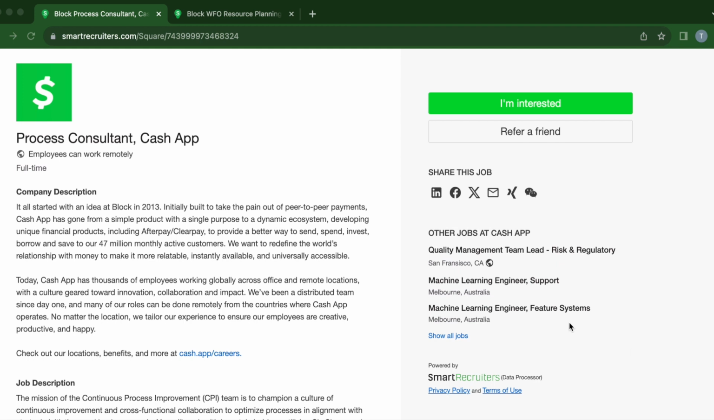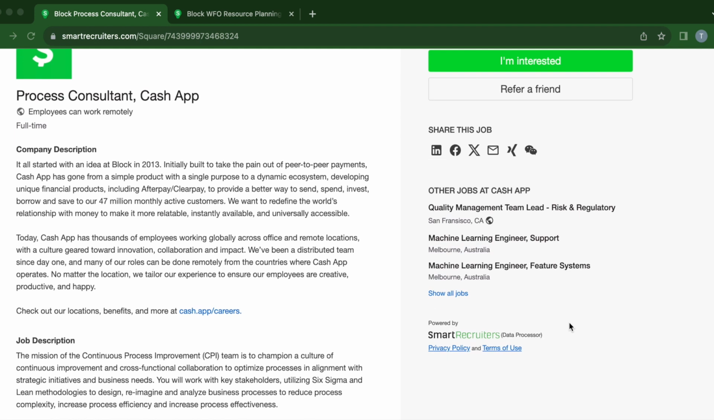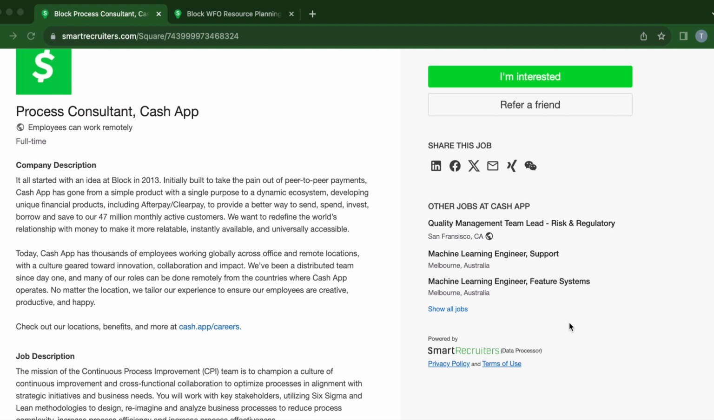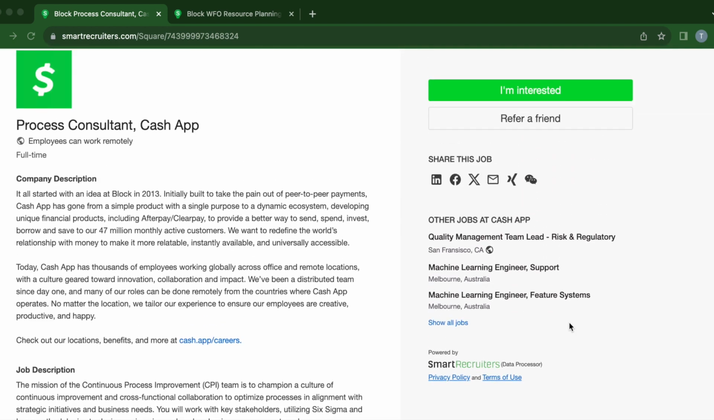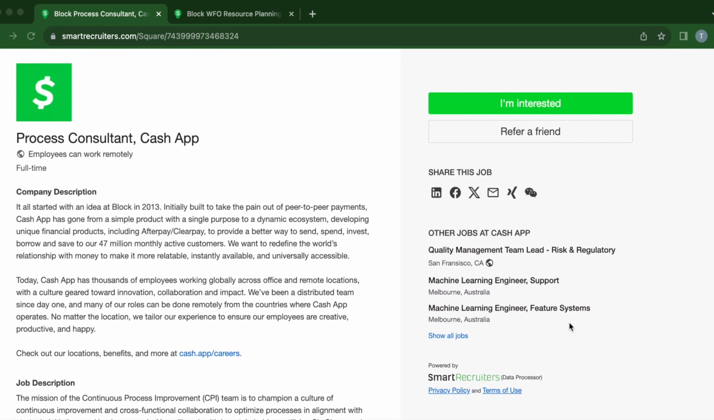I do have two quick roles I wanted to discuss with Cash App. Yes, they are hiring again, and they do currently have two remote positions that may be of interest to some of you. The first role we're going to discuss is a process consultant.